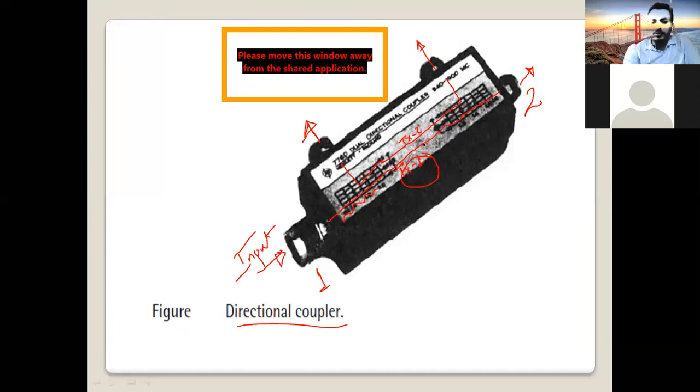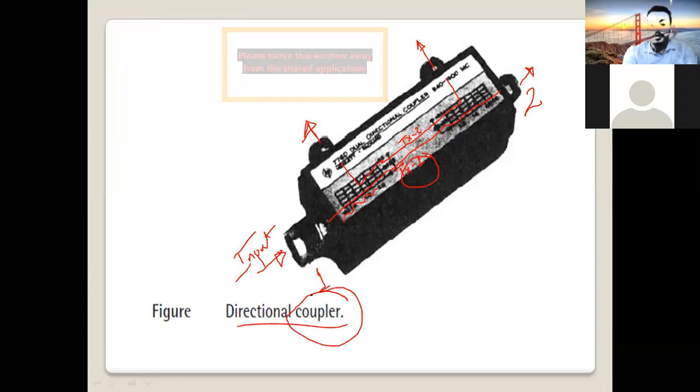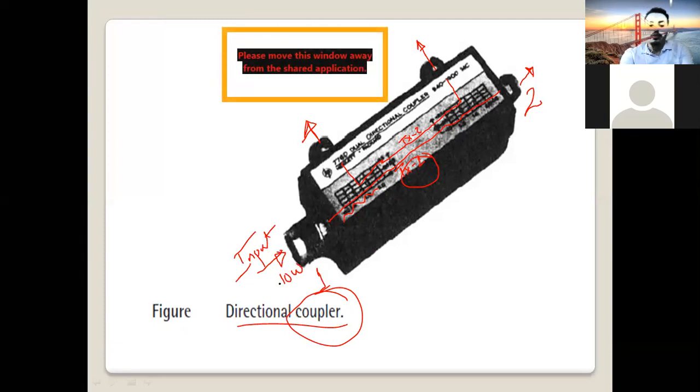Signal will be coupled from transmission line 1 to transmission line 2 by a coupling process, not physical transmission. That's why we call it a coupler. So what will happen, just as an example, if you apply a 10-watt signal, which is P1, the input power, to which port? Port number 1. We call it the input port here.